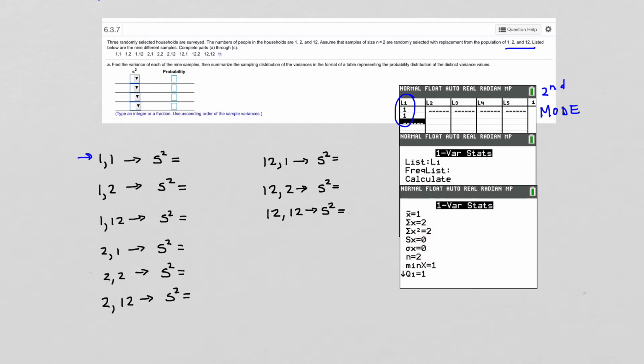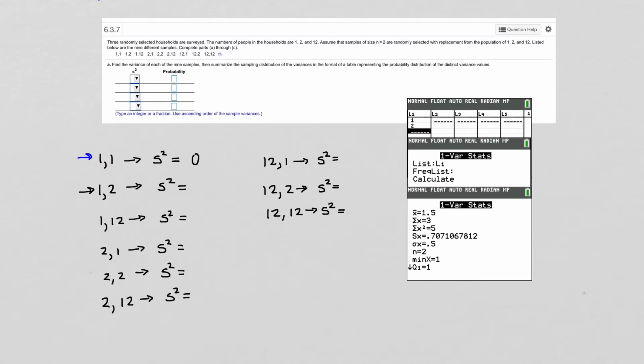So anytime that the 2 numbers are the same, the standard deviation is going to be 0. And so the variance would also be 0. All I have to do is square 0, and I get 0. So we know that without actually having to do any computation in the calculator. Then I'm going to go through and do the same thing for 1 and 2. So I need to go back and change L1 to the numbers 1 and 2 and then follow these same steps.